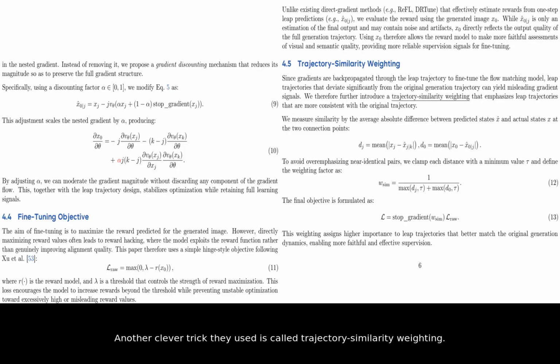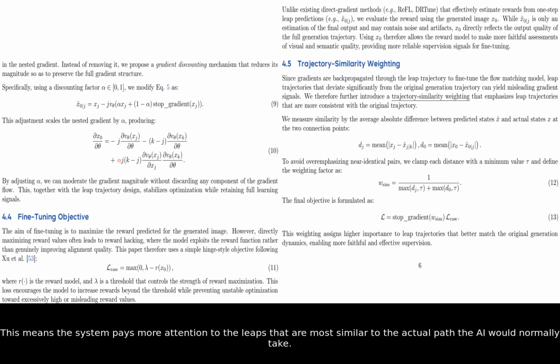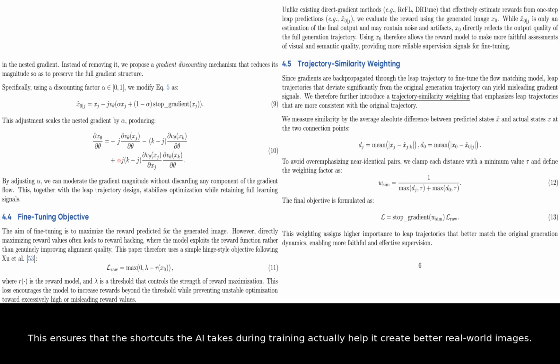Another clever trick they used is called trajectory similarity weighting. This means the system pays more attention to the leaps that are most similar to the actual path the AI would normally take. This ensures that the shortcuts the AI takes during training actually help it create better real-world images.